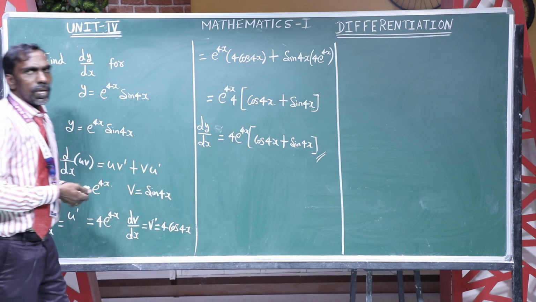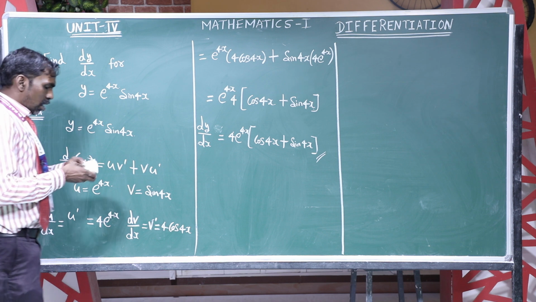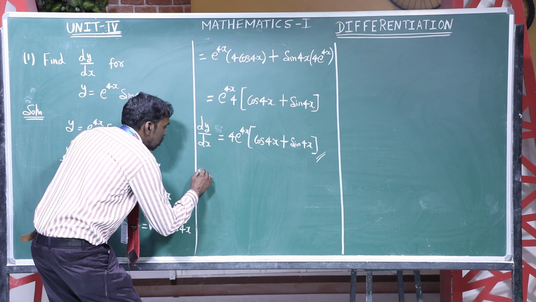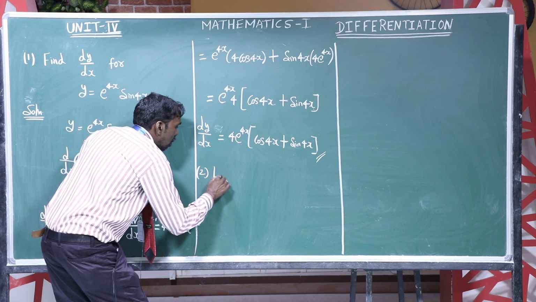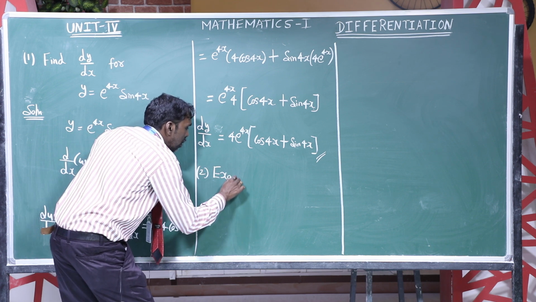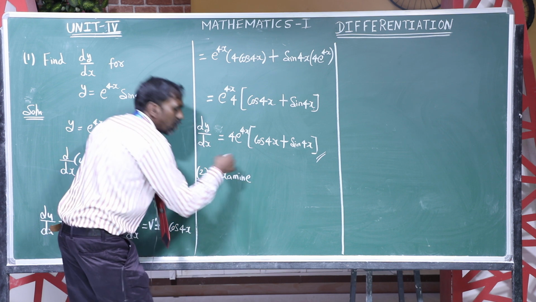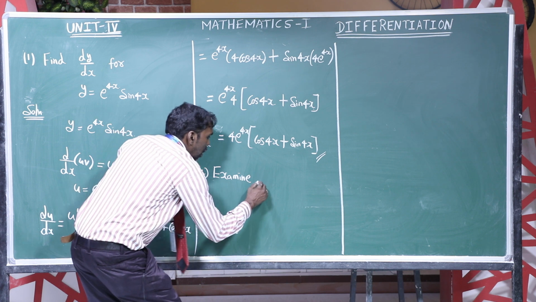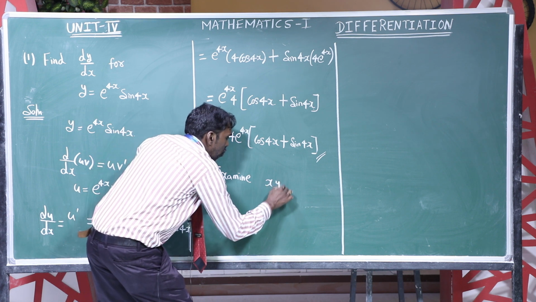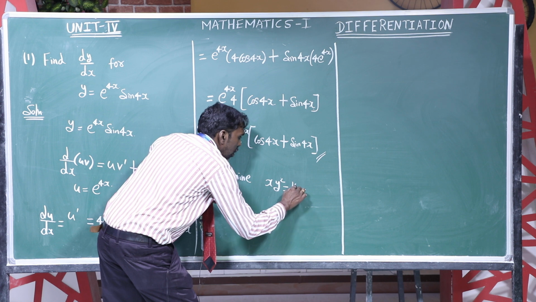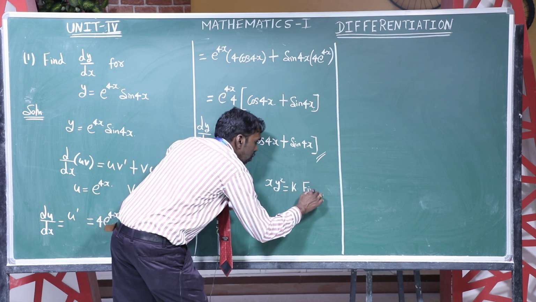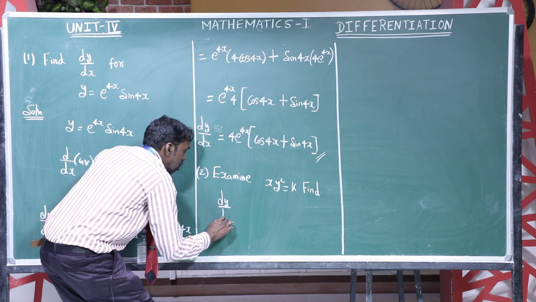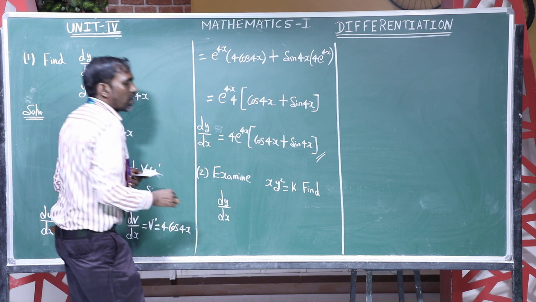Now let us go to another problem. So I can take another problem. Now you have to find out the, this is our question. Examine, you have to find out the value. So what is given now? Here x y square equal to k. We should find dy by dx. Here, find out the derivative of the function.